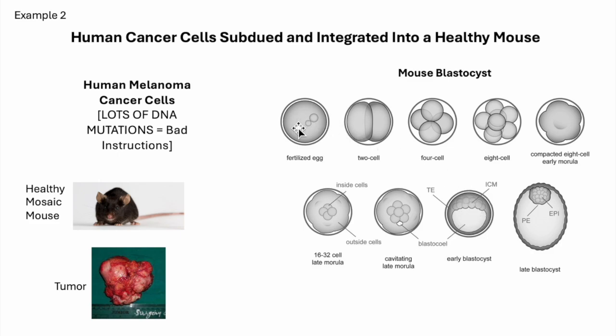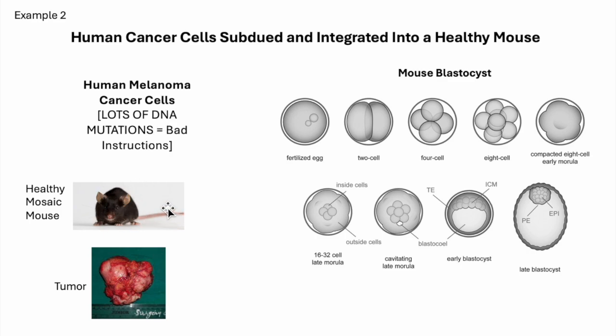So here are the stages of development of the mouse embryo starting from one cell. And at this stage, this is called the blastocyst. And when they injected these human cancer cells into the blastocyst, they thought that they would get just a tumor that would develop because the cancer cells have so many mutations in them. But to their surprise, what they got was a healthy baby mouse that grew into a healthy adult mouse. Except that this adult mouse had human cells with mutated instructions in those cells spread throughout its body.